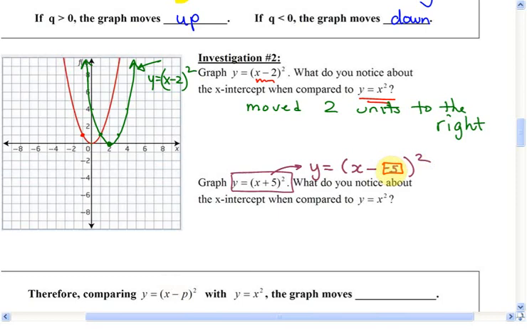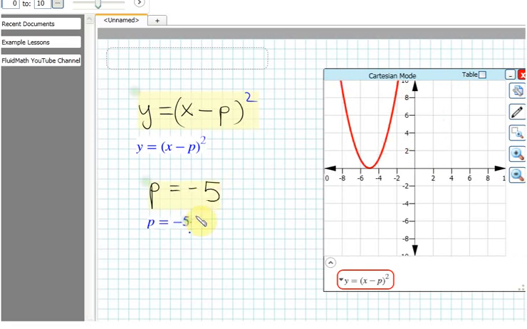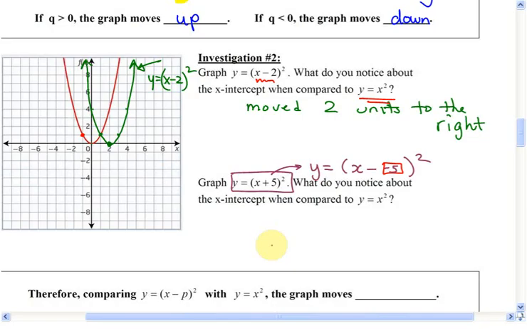And the reason I'm doing that is because now I can plug in P for -5. What do you think is going to happen if I plug in -5? Which way does the graph move? Left. Boom, to the left. Good. So your picture in your notes should be this. For this one underneath, it moved 5 units to the left.